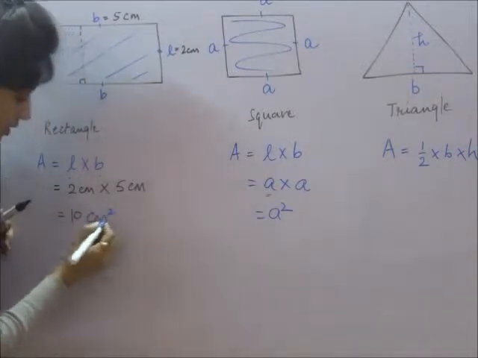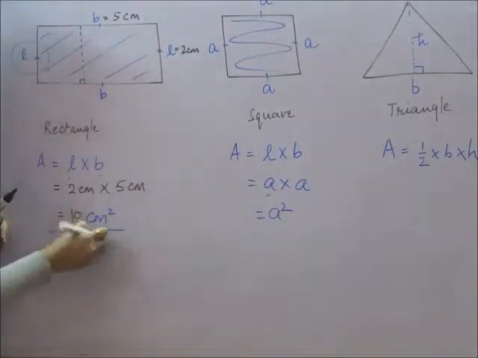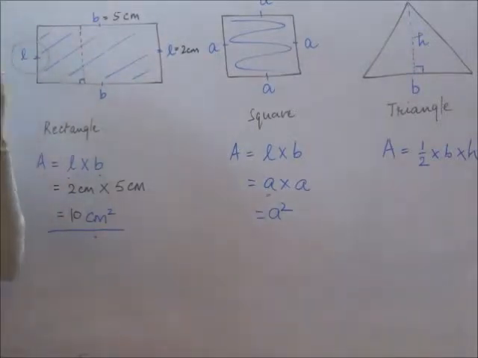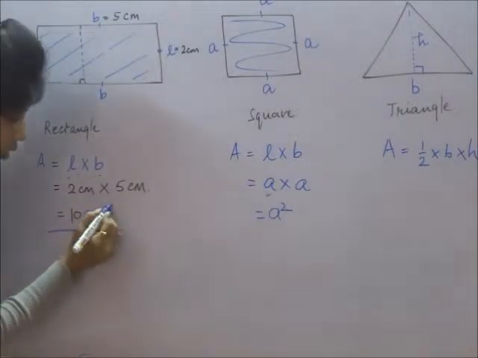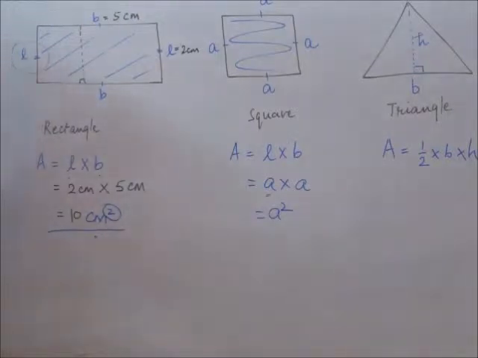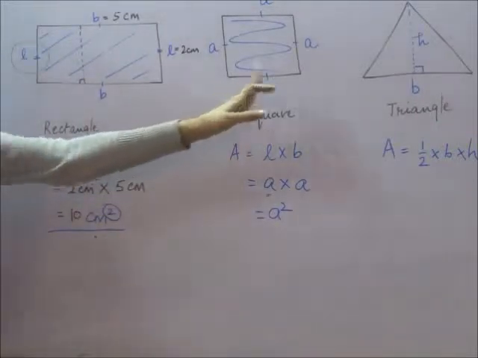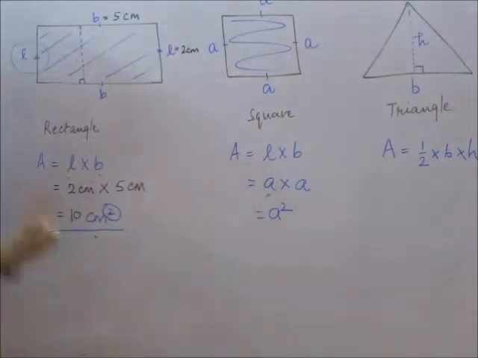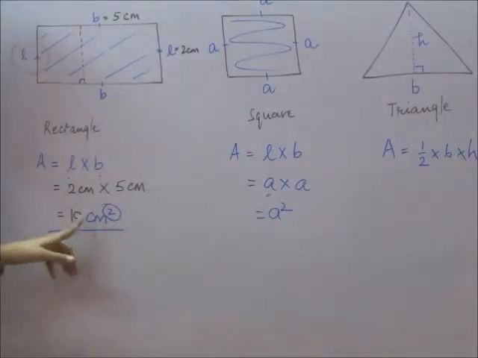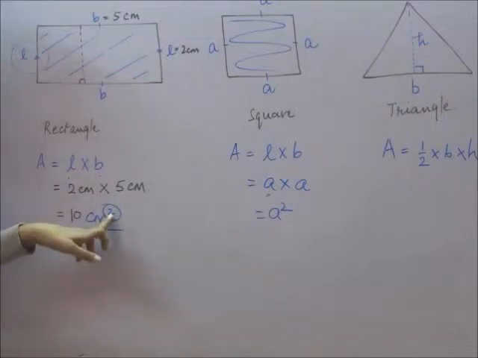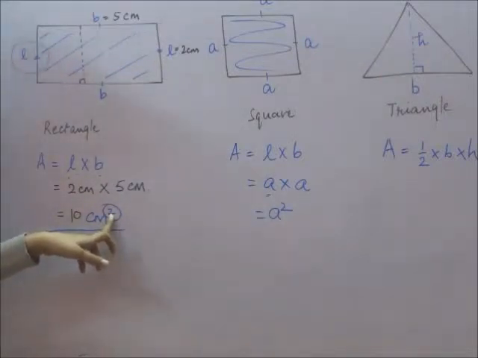centimeter square. Most important thing, open up your senses, see here that whenever we calculate the area, the unit always has a square. Once again, whenever we calculate the area of any figure, the unit will have a square. It can be centimeter, kilometer, whatever it may be, but it will have a square.